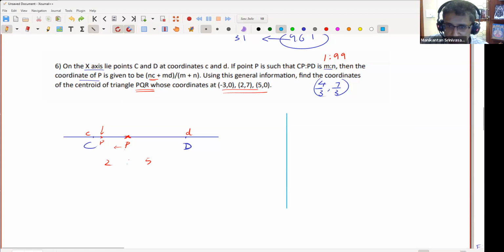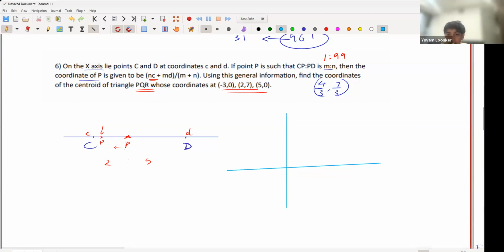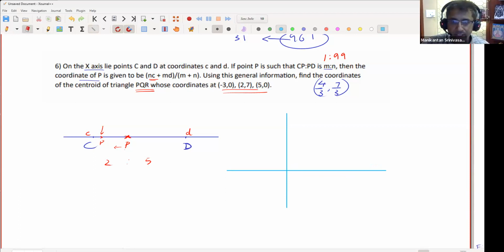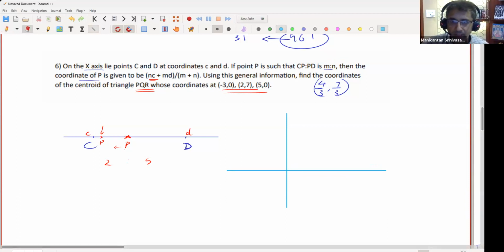So this is the y-axis. So instead of 1:99, why wouldn't you give 99:1? We can, right? It'll be closer to D. If you say 99:1, the coordinate will become 0.01C plus 0.99D. It will be closer to D. Does that make sense, Yuvam? Yes, sir. Again, just two examples to illustrate. Yeah, it can be 99:1 as well.